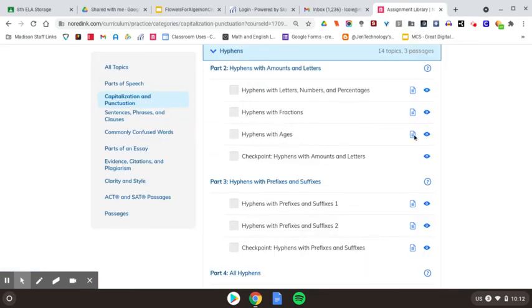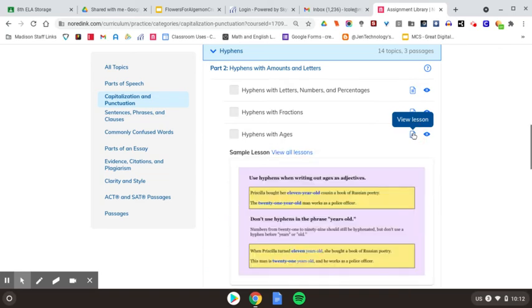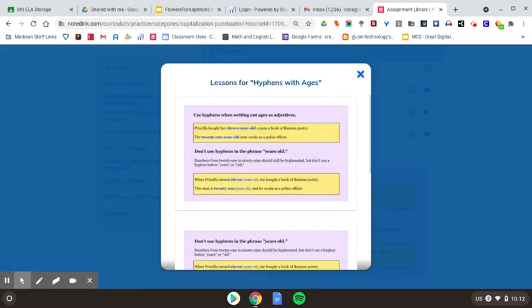Next one, hyphens with ages. I think this one should be pretty easy, I believe. So let's see what the lesson says. Use hyphens when writing out ages as adjectives. So if you remember when we did that one where I said if there's a person after it, in this case it's going to be a cousin. So 11-year-old cousin, there's a person after it, so you want to hyphenate. That's how you know it's an adjective. The 21-year-old man, there's a person after it, so it is being used as an adjective.